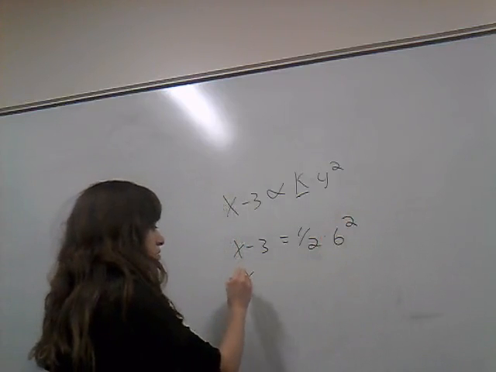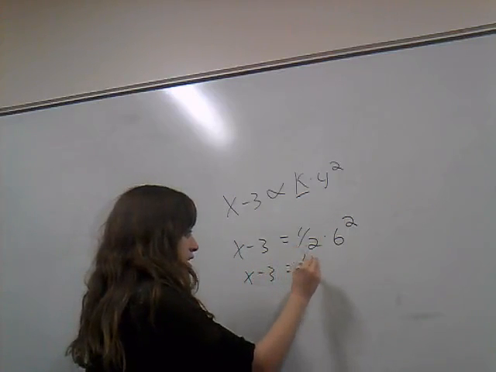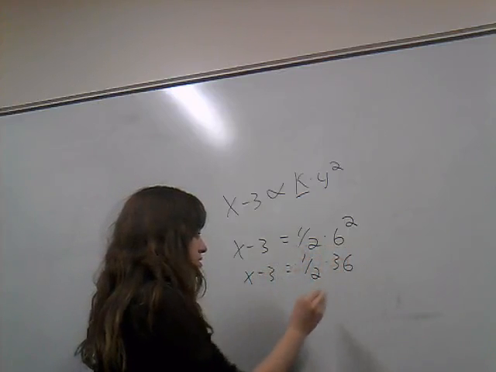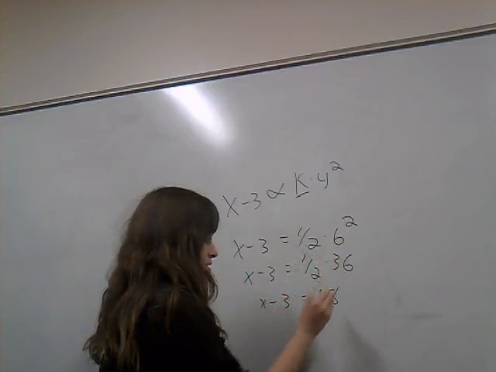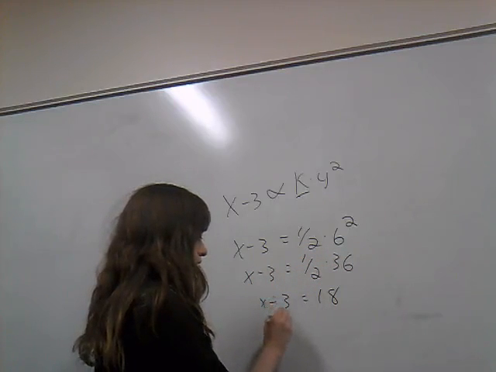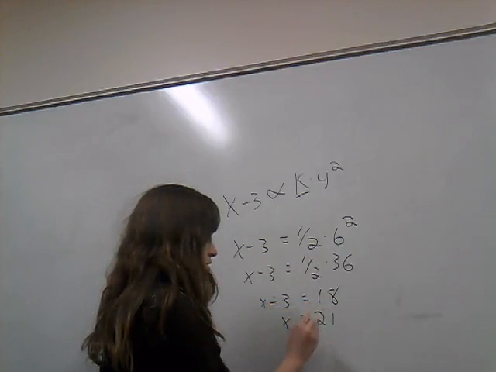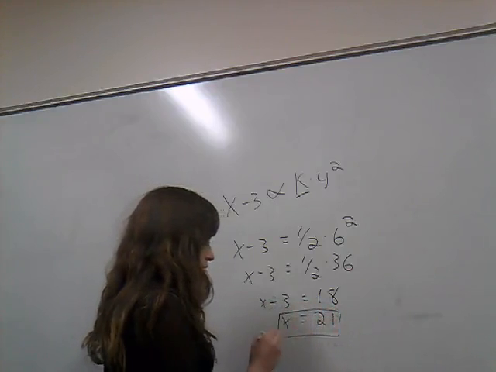So x minus 3 is equal to 1/2 times 36. x minus 3 is equal to 18. And then you add the 3 to both sides, and you get x is equal to 21. And that's your answer.